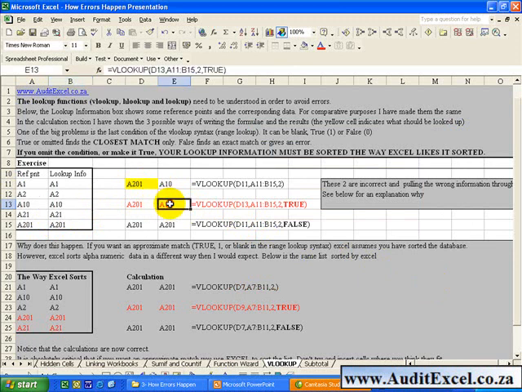Now that same situation happens if you include the criteria true at the end. It is only sorted out when you include false, and that is because you've told Excel look for A201 but only find an exact match. So it goes down here and finds an exact match. If there was not an exact match, it would give you an error message.